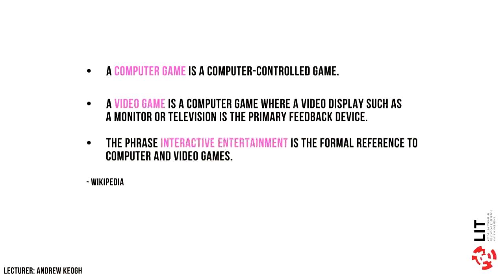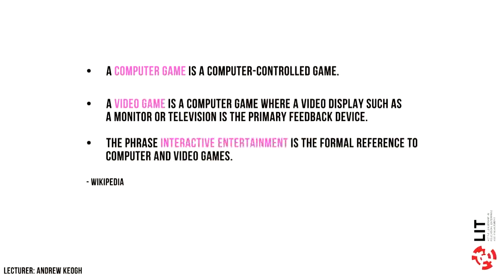So we'll go back to our friend Wikipedia for a while here and just get the brass tacks out of the way in terms of the more plastic terms of what we're looking at, or stuff that's historically based and is well set by now. So a computer game is a computer controlled game. Simple as that. A video game is a computer game where a video display, such as a monitor or television, is the primary feedback device.